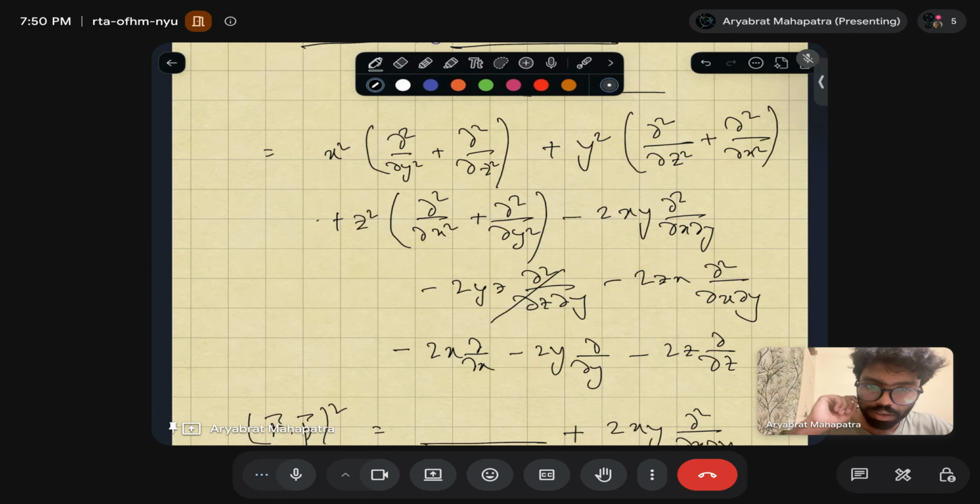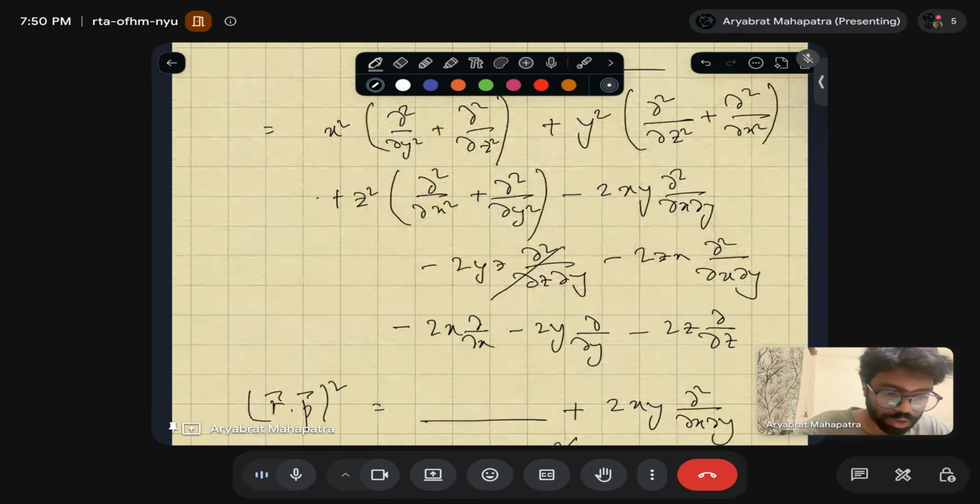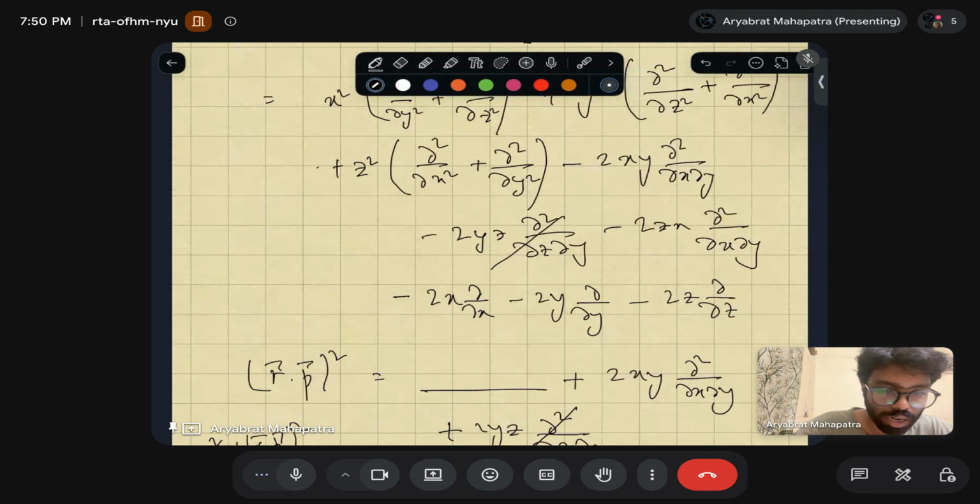I can also prove that L square plus r dot p whole square is equal to r square p square plus r dot p term. You can do that as well. You can at a time compute L square and r dot p square in the same expression. You will end up with r square p square on the right hand side plus the r dot p term.